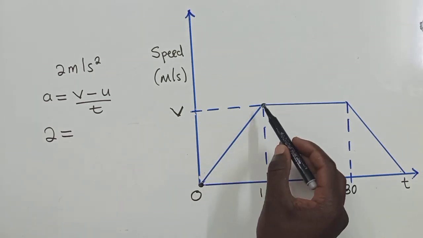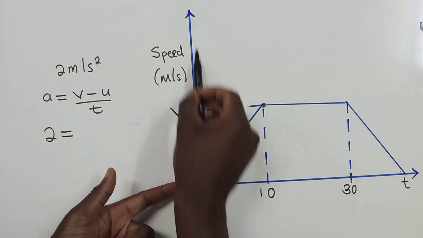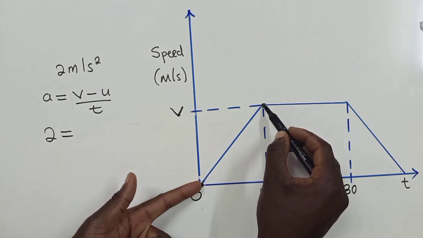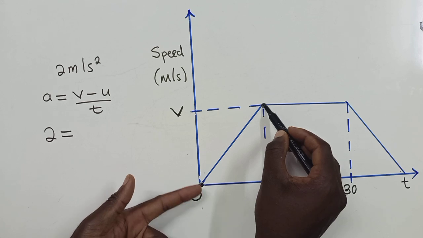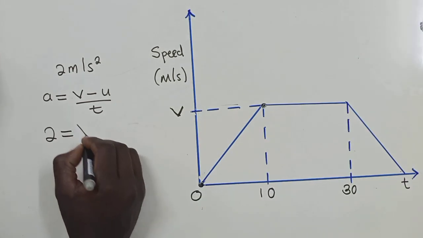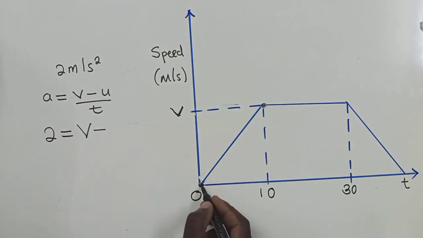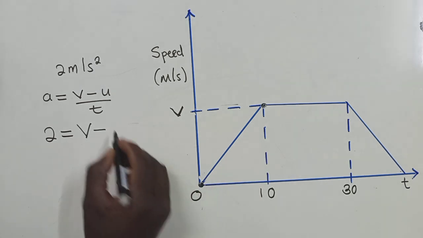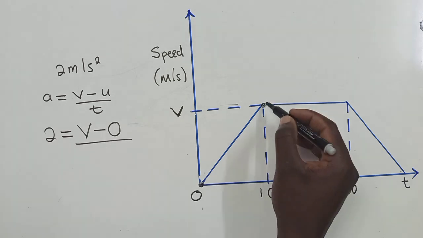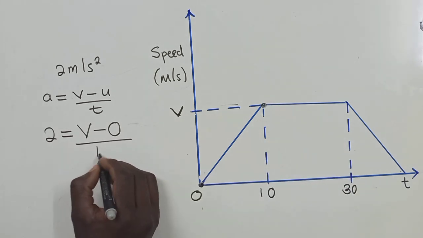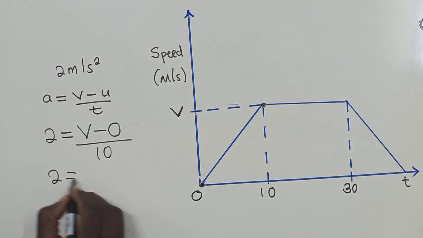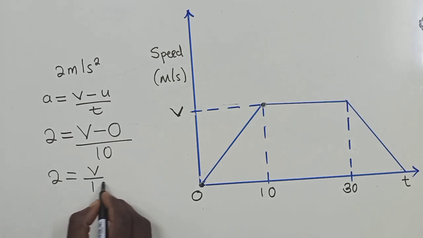And mind you, when picking velocity, we look at the y-axis. So when it reaches here, what is the v this side? We don't know. We only have a v. And what is our initial velocity? Where it started here, it's 0, over what is the time. The time right here is 10 seconds. So when you have those, it's very easy to find the value of v.